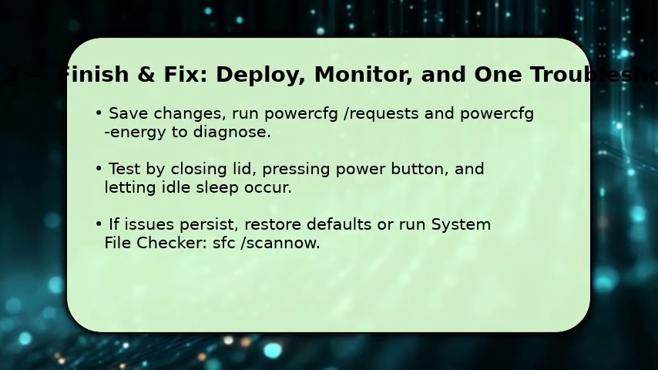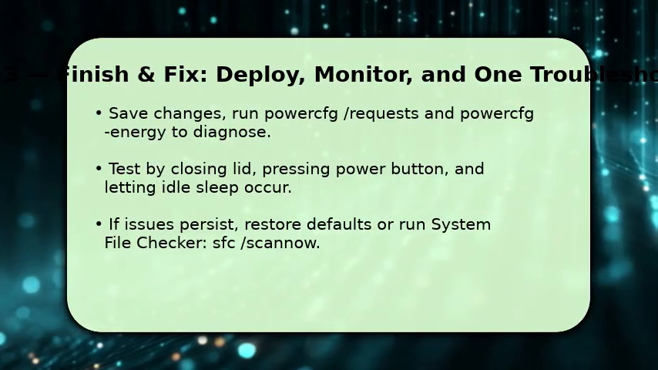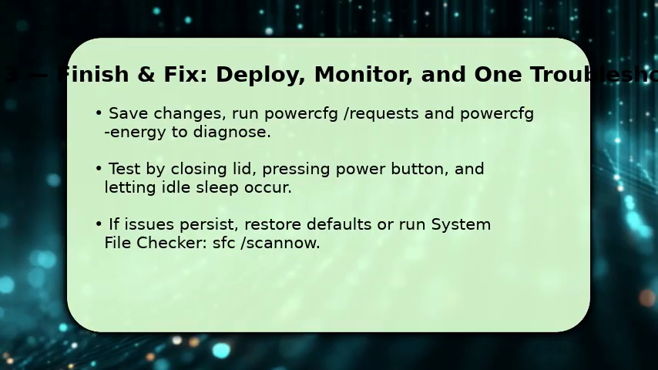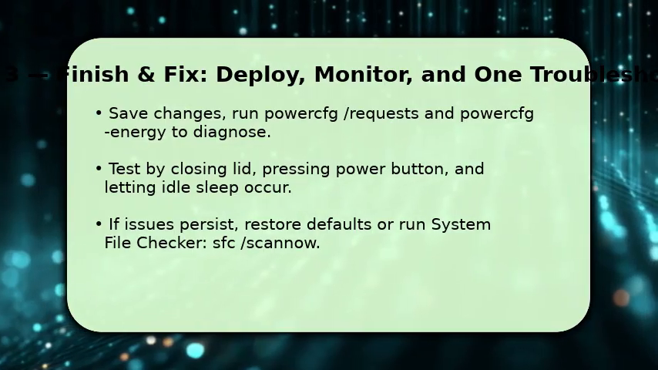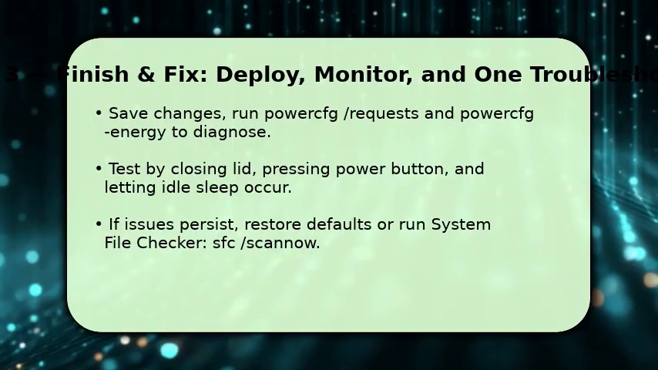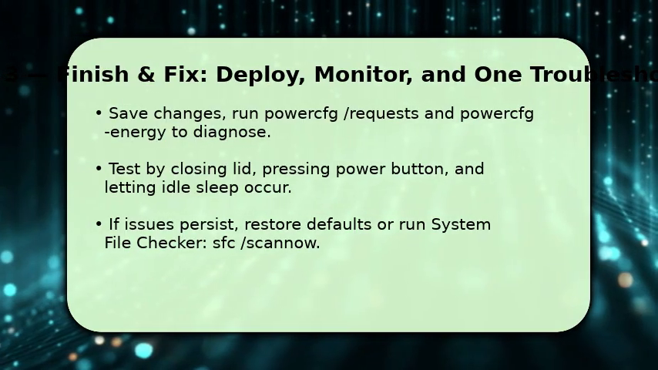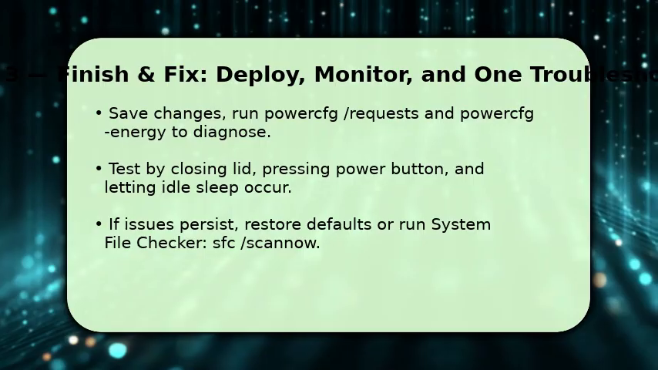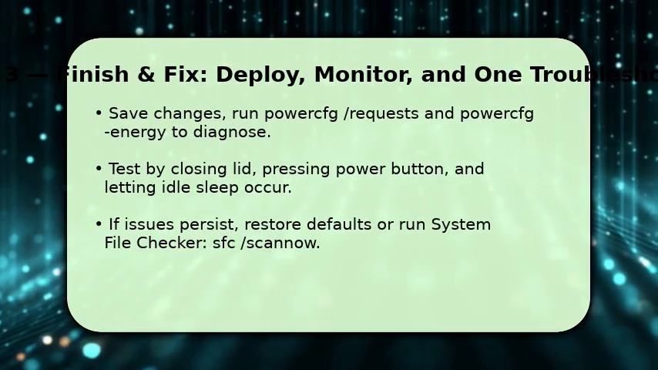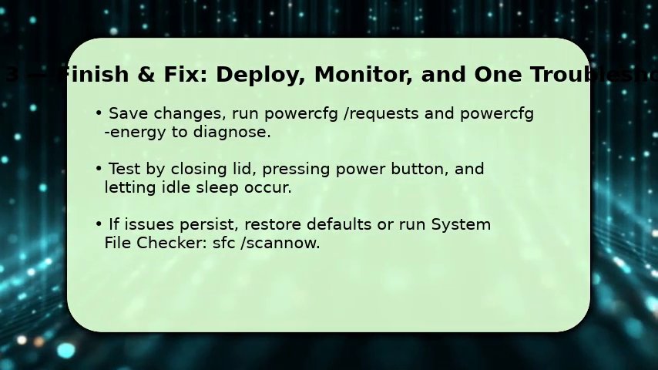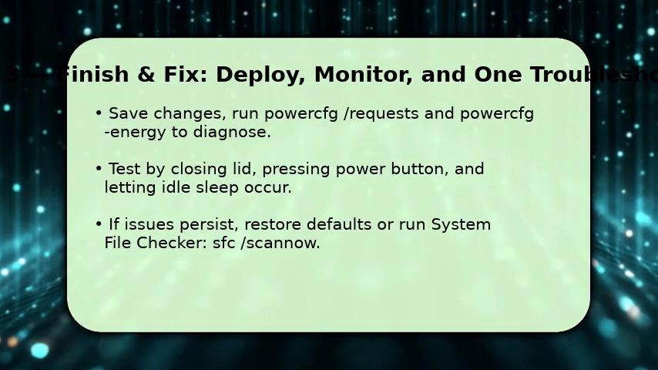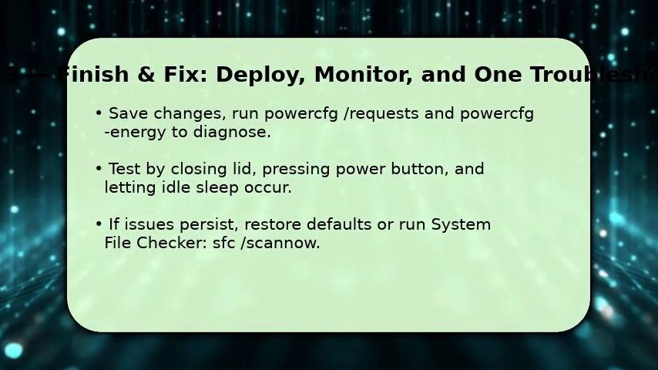If you see problems, run Command Prompt as admin and use powercfg /requests to find blockers, plus powercfg /energy to generate a diagnostic report. Make sure to try sfc /scannow if system files seem corrupted, and as a last resort, restore the plan to defaults or create a fresh power plan to eliminate hidden misconfiguration.